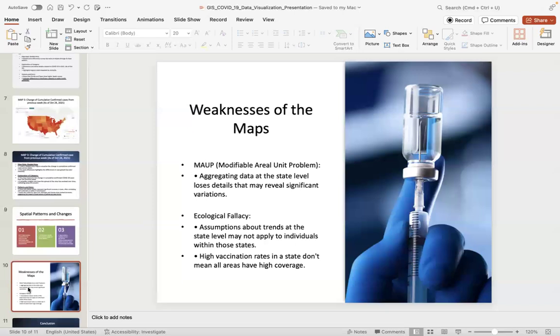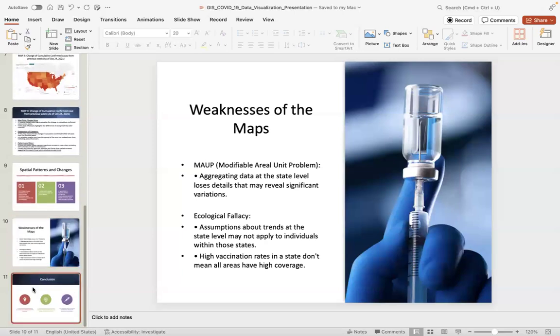Let's discuss the weakness of the maps, which is the modifiable areal unit problem, or MAUP, where aggregating data at the state level loses details that may reveal significant variations. Ecological fallacy: assumptions about trends at the state level may not apply to individuals within those states. Also, high vaccination rates in a state don't mean all areas have high coverage.